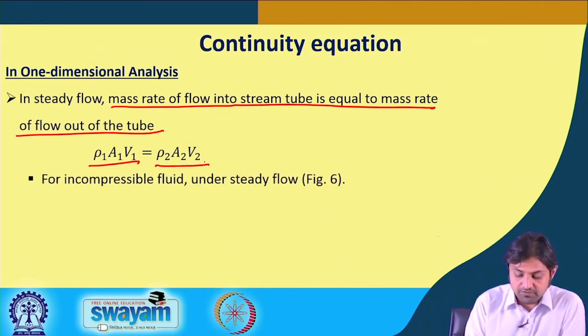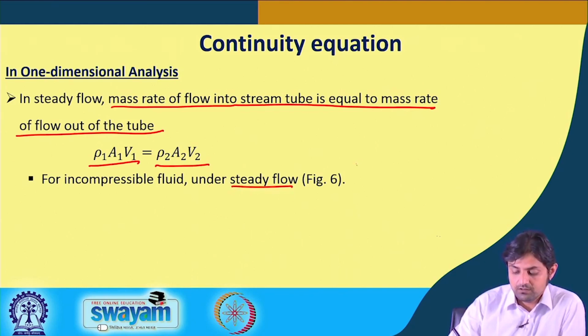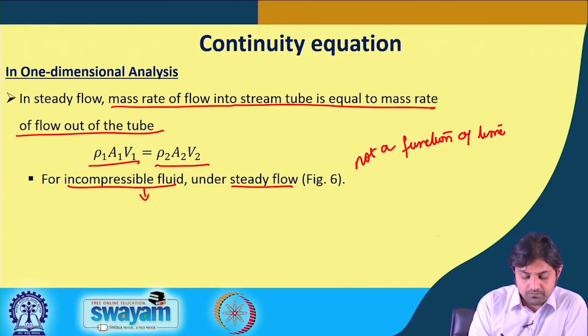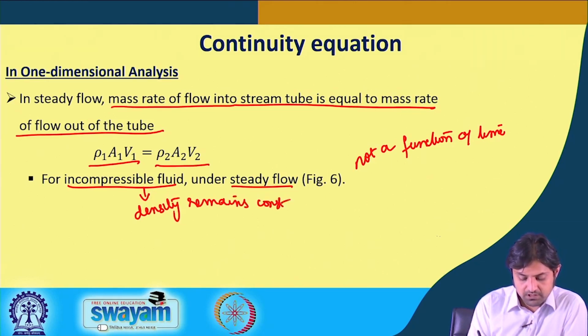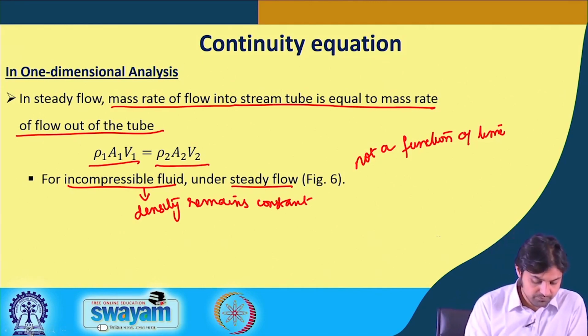For incompressible fluid under steady flow. Steady flow we know is not a function of time, but what is incompressible fluid? Density remains constant. So if the density doesn't change, rho 1 will be equal to rho 2.